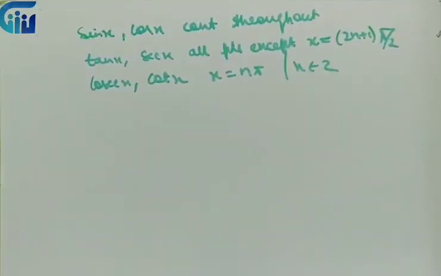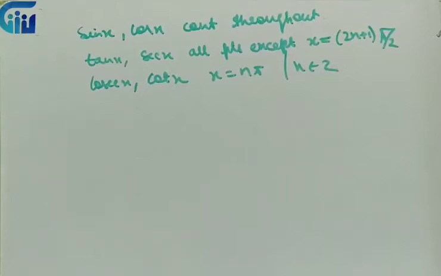Put like this, sin x and cos x are continuous throughout their domain. Tan x and sec x are continuous throughout their domain except at the points x is equal to 2n plus 1 pi by 2. Cosec x and cot x are continuous throughout the domain except at x is equal to n pi, where n again belongs to the set of integers.